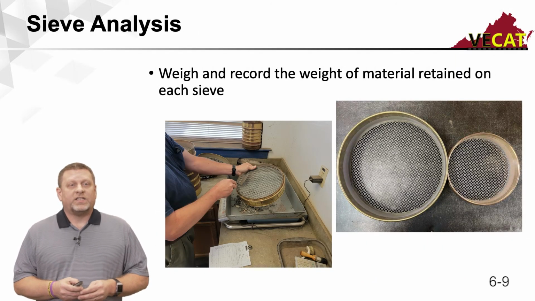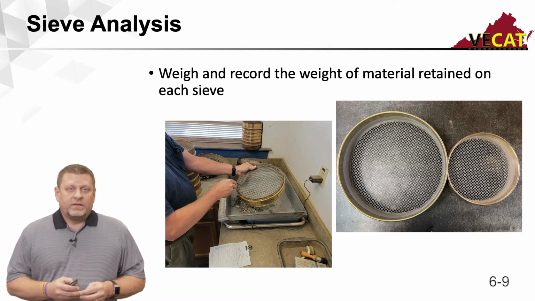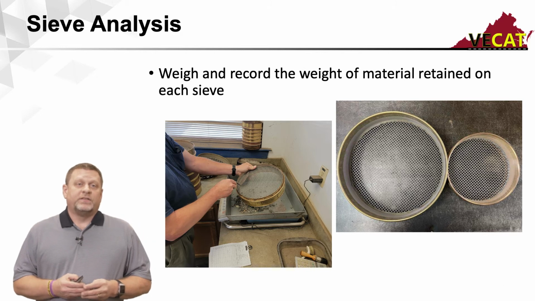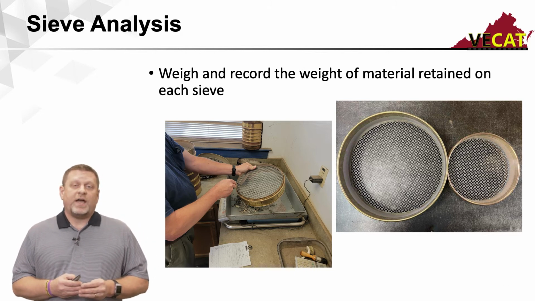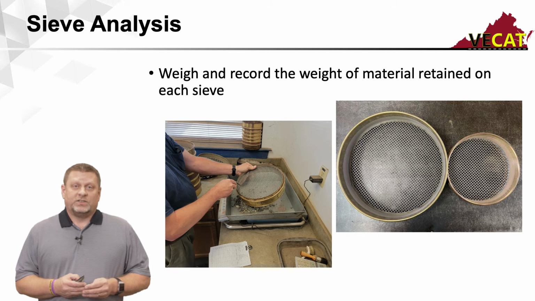Here the technician is cleaning out each sieve. As he cleans out each sieve, he's writing the weight down that was retained on each sieve. The second image here happens to be the difference you can see in a 12-inch diameter sieve and an 8-inch diameter sieve.